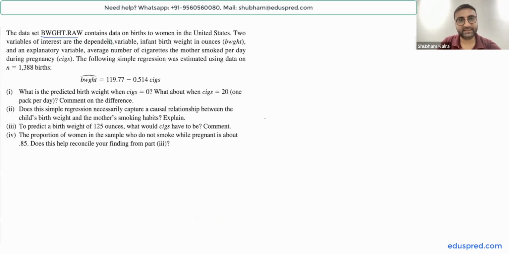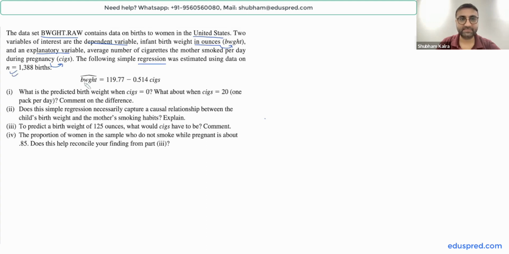This dataset contains data on births to women in the United States. Two variables of interest are the dependent variable, that is infant birth weight in ounces, which is represented by this name, and an explanatory variable, average number of cigarettes the mother smoked per day during pregnancy, which is represented by this name. The following simple regression was estimated using data on n equal to 1388 births.